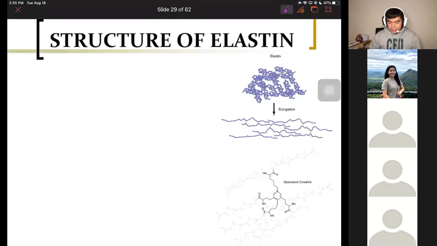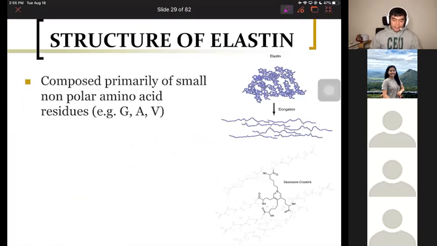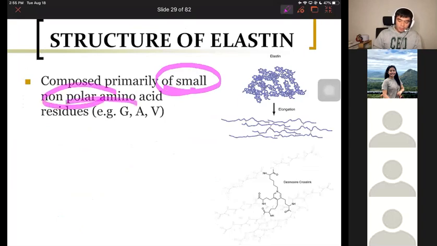So regarding elastin, when we check it, this is composed primarily of small nonpolar amino acid residues. Again, this is composed primarily of small nonpolar amino acid residues.